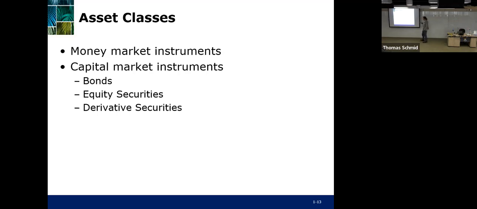So I split here money market and capital market instruments. The difference is that money market instruments are short-term instruments and capital market instruments are long-term instruments. Okay? Bonds, equity, and derivatives would typically be counted as capital market. But it's not always super sharp. So this distinction, honestly, is also not super important. It's just a way to make it easier to present stuff.